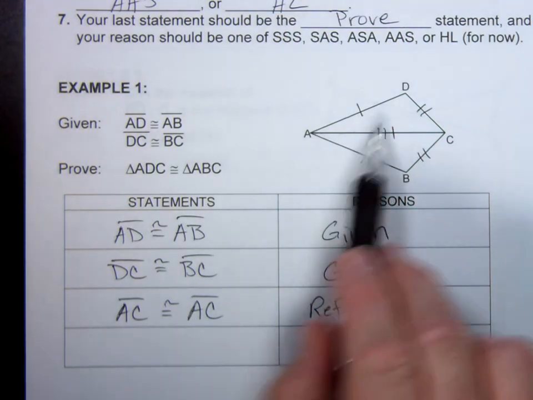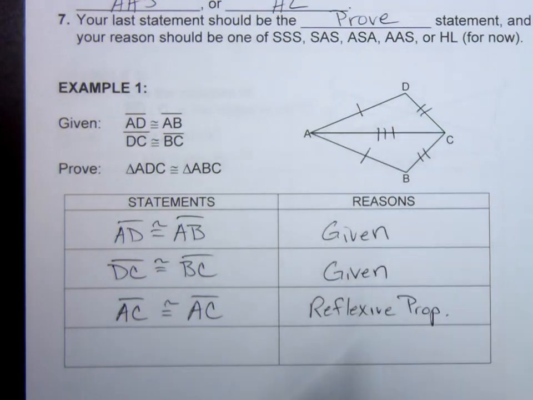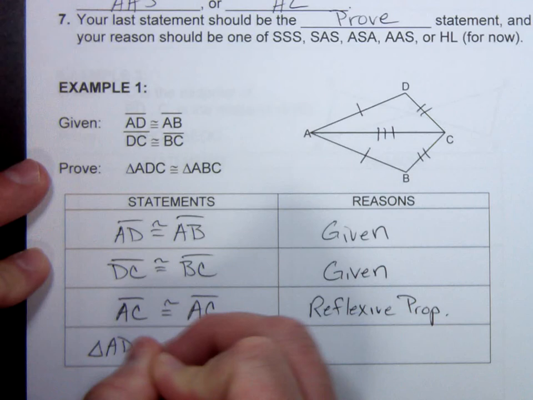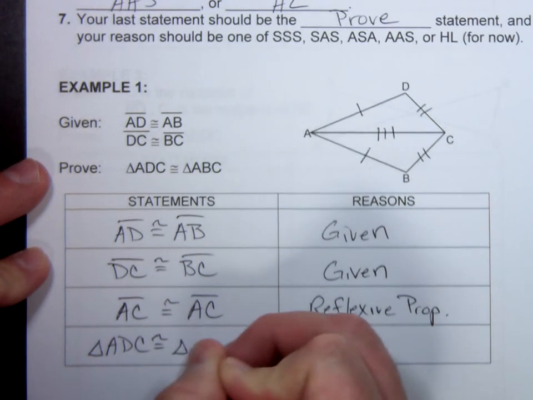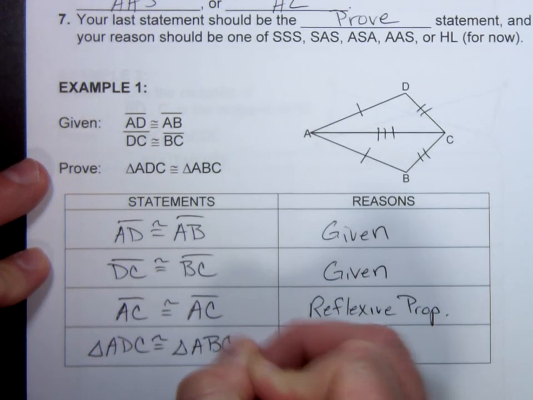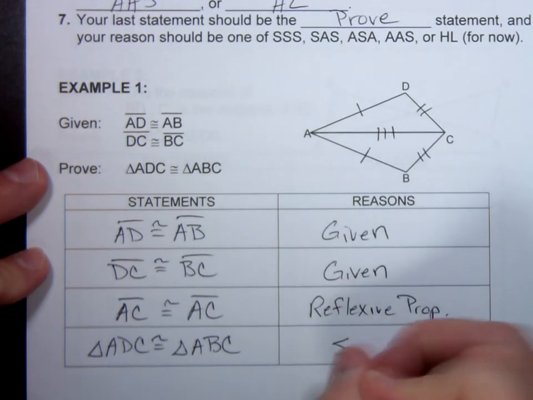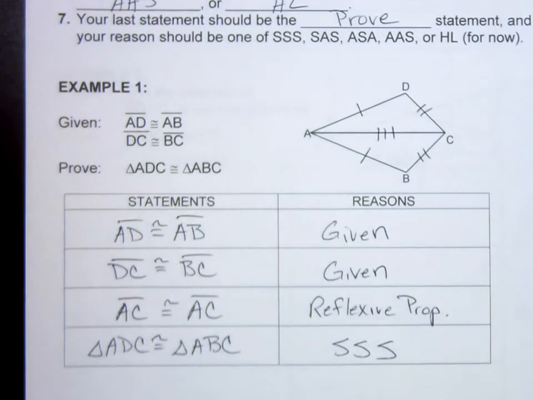Now I notice I have three pairs of congruent sides. I am now able to finish this off. I can say what I'm supposed to prove here, that these two triangles are congruent, and the reason they're congruent is by side, side, side. I've got three pairs of congruent sides. Those triangles have to be congruent based on side, side, side.